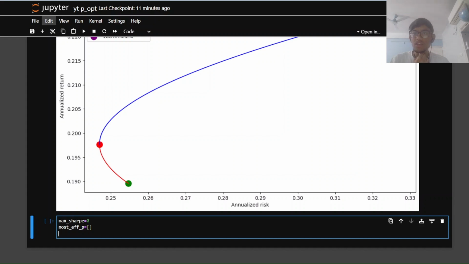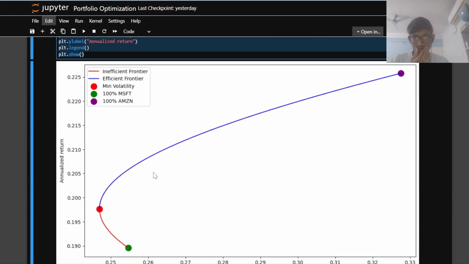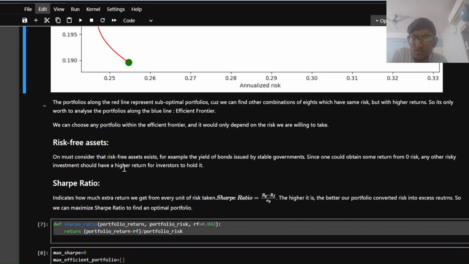And now to quickly brief over the definition of Sharpe ratio, I have defined it here. I'll just quickly discuss two things: risk-free assets and Sharpe ratio. So, risk-free assets, as the name suggests, means that you get some return from zero risk, and any investment that investors hold should have a higher return than the return you get from this risk-free asset. And Sharpe ratio is basically the extra return that you get for every risk that you take, right?